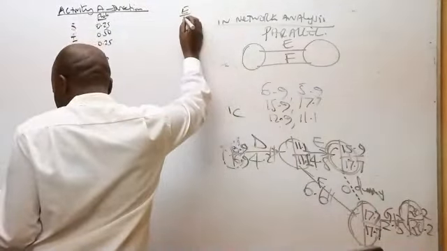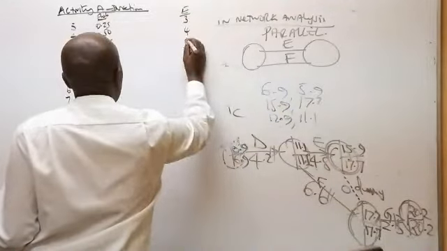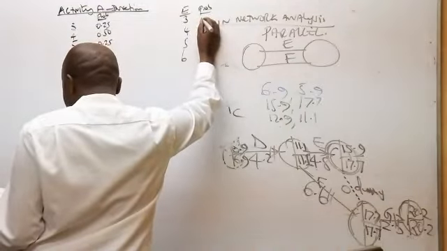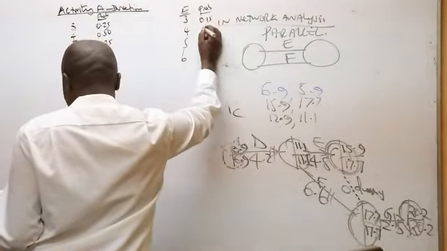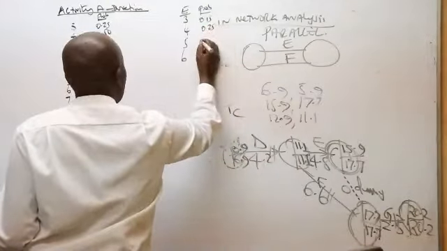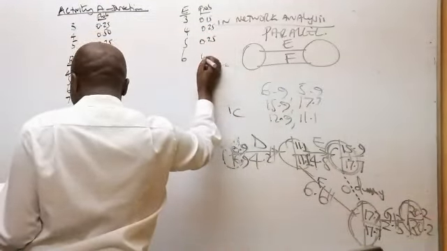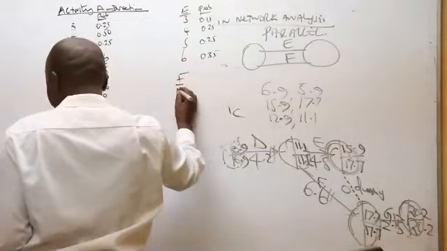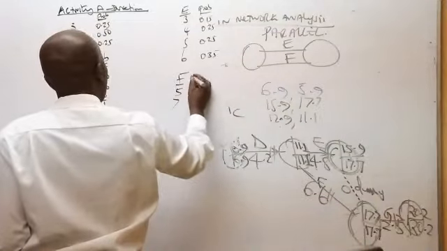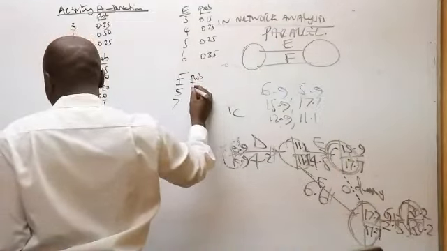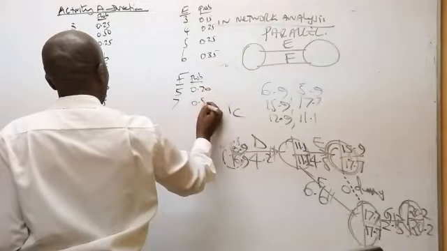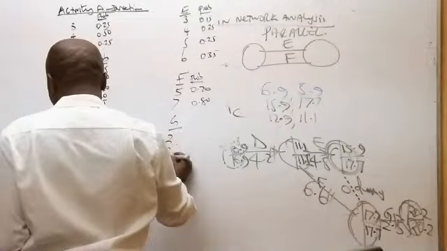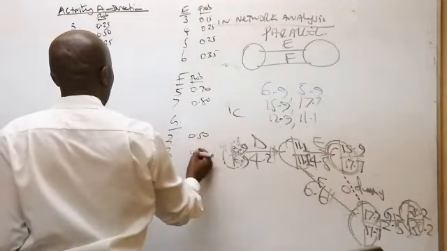And then we have activity E, which could take 3, 4, 5, or 6, with probabilities 0.15, 0.25, 0.25, and 0.35. Then F is 5 or 7 with probabilities 0.20 and 0.80. And then G has 2 or 3, with 0.50, 0.50.